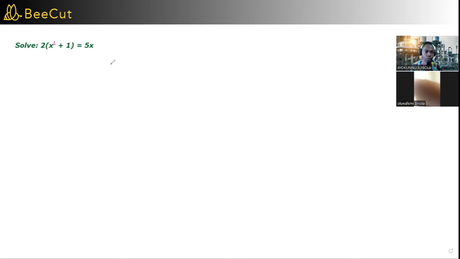Equal to pivot. So we're looking for x. Ideally, somebody might not know that this is a quadratic equation, but just listen to this step. You're going to expand this bracket using 2 to multiply x. Then you use the 2 to multiply 1, x equal to 5x.